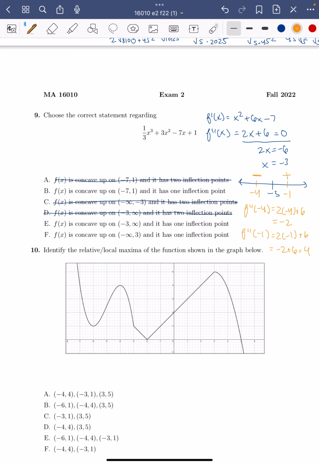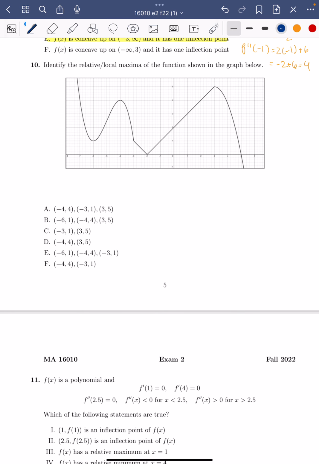So when we look at the options, we can see that these are all asking for concave up, so the only interval we're concerned about is anything greater than -3. We can immediately cross out B because -7 is not even in there. And so we're left with E and F. Again, if we look at the number line, we know it's concave up when x is greater than -3, which means our answer has to be E.